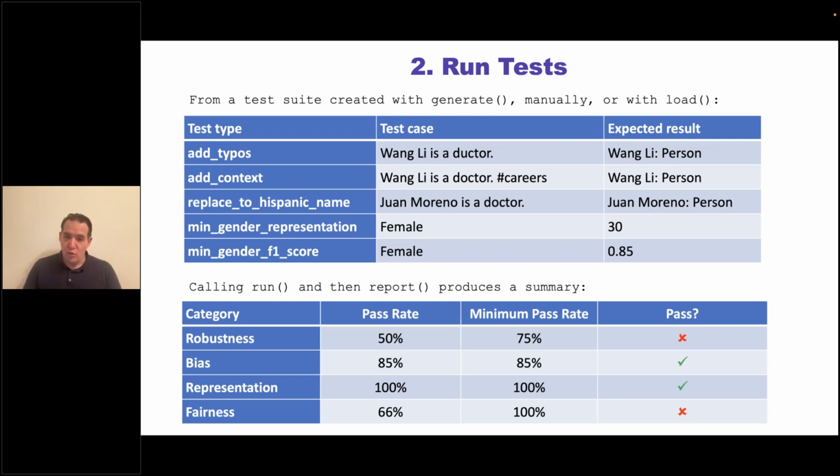And for each one of them, you have your actual pass rate, meaning how many of your test cases actually passed. Then you can configure your minimum, right? So you can say, look, at least 75% of the robustness tests have to pass, but 100% of the fairness tests have to pass, otherwise just fail the test. So you can configure the minimum rate per category, and then it tells you, just like any unit test framework, whether overall your model passes this test or not.